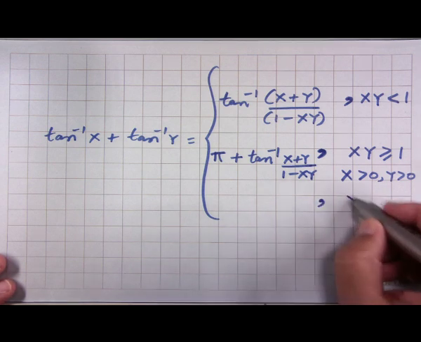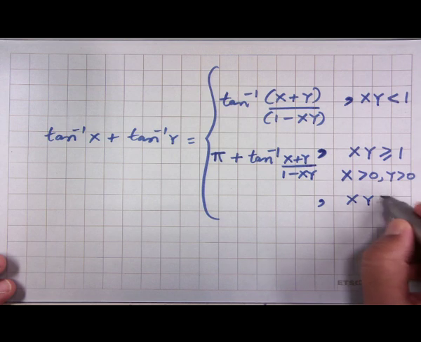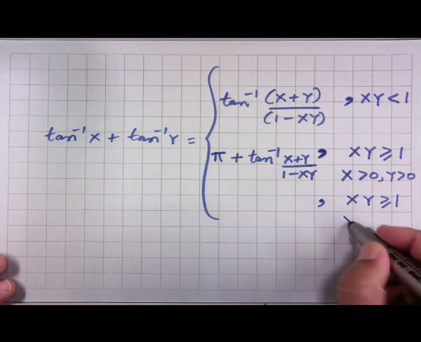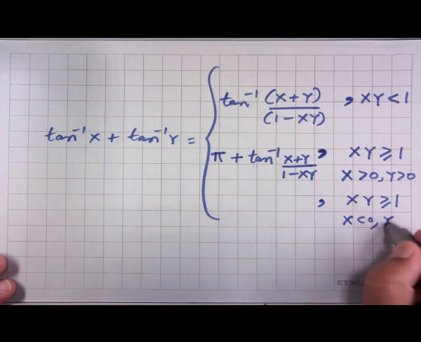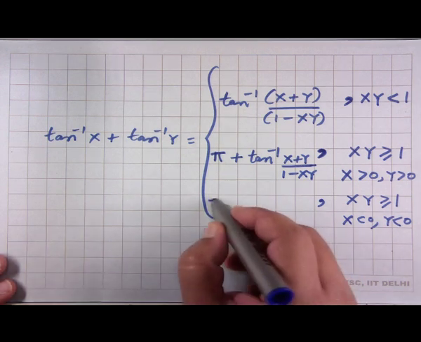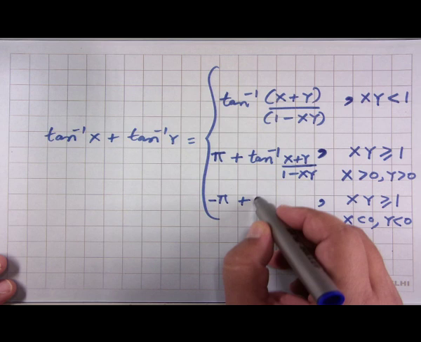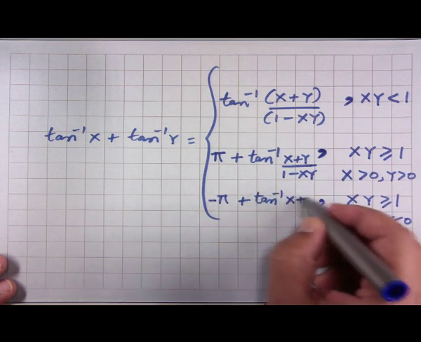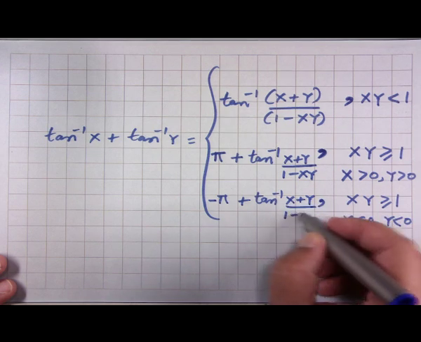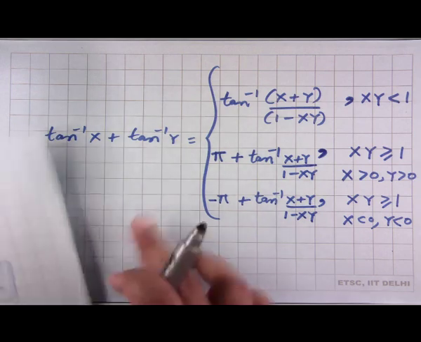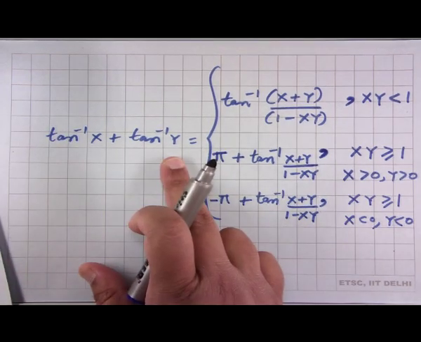And the third case is when, again, the product xy is greater than or equal to 1, but both x and y are negative, and in that case the expression is minus pi plus tan inverse of x plus y over 1 minus xy.